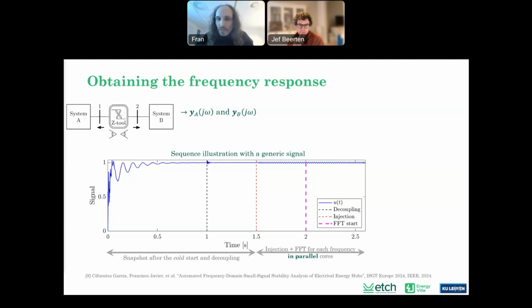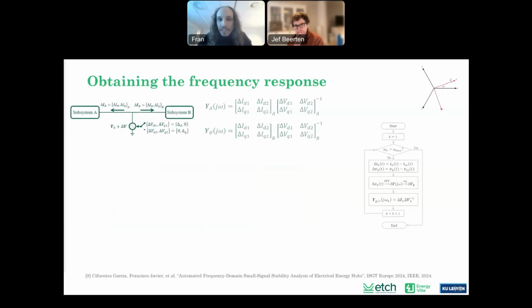Okay, so let's say that you want to compute this not at one frequency, but you want to do this at many frequencies. So for this, there are several functions built in the toolbox, but the most basic one is simply to run these simulations in parallel cores. And this is a functionality that PSCAD enables by default. And additionally, we also can do multi-frequency perturbations.